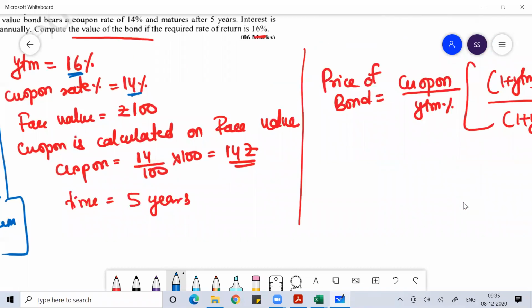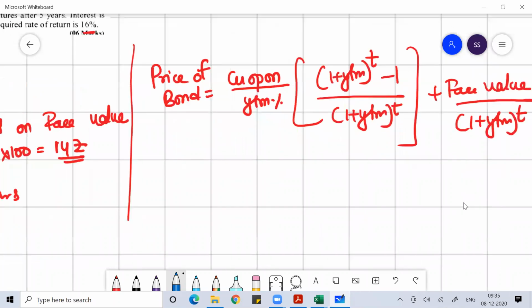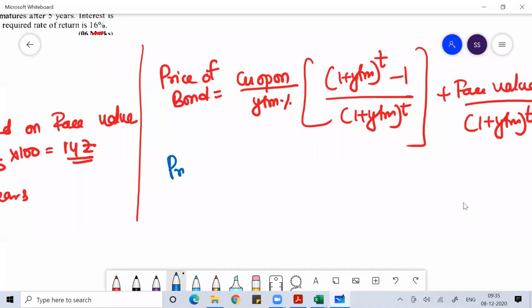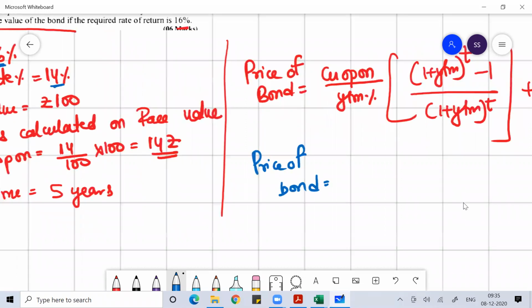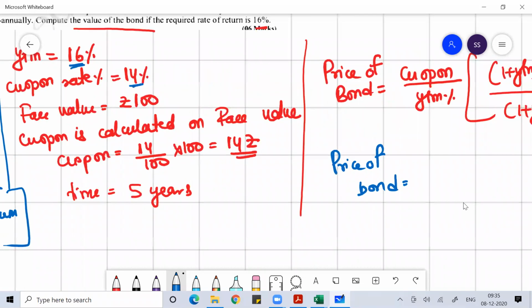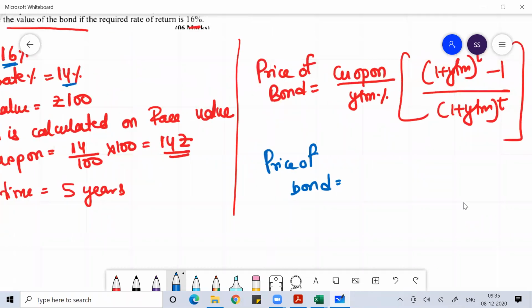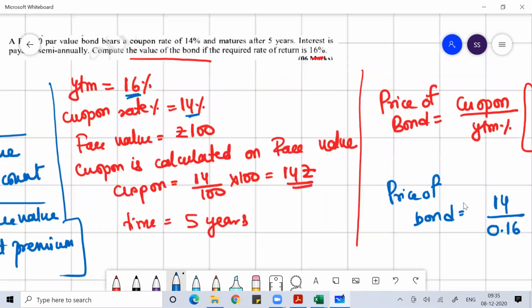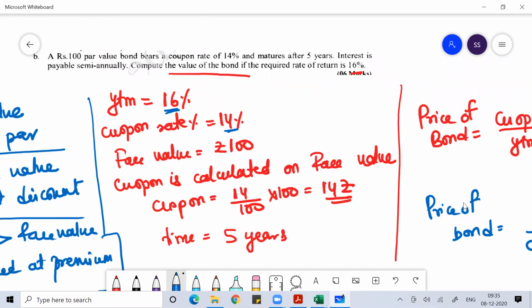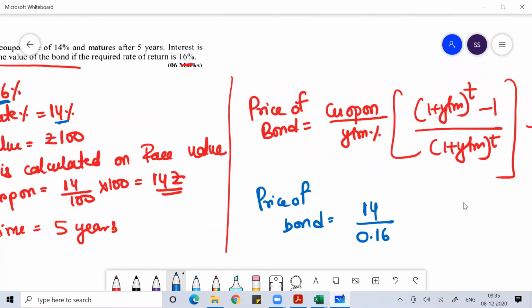So here you can apply the direct formula to find the price of the debt bond. For the price of the bond, what is the coupon? Coupon rate is 14%. So your coupon is 14 divided by YTM. YTM is 16%, so 0.16. This is paid semi-annually, no? Yeah, sorry, I forgot, this was paid semi-annually.